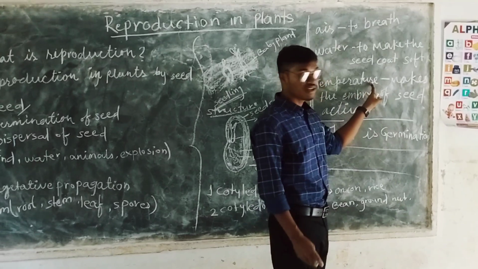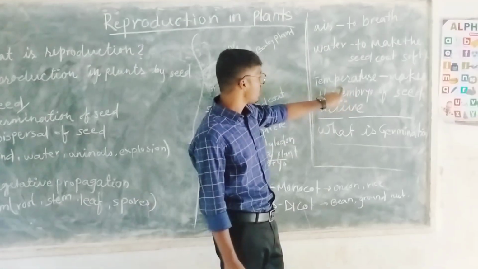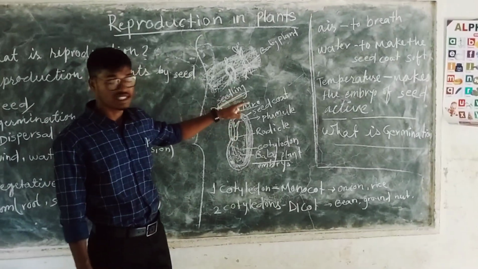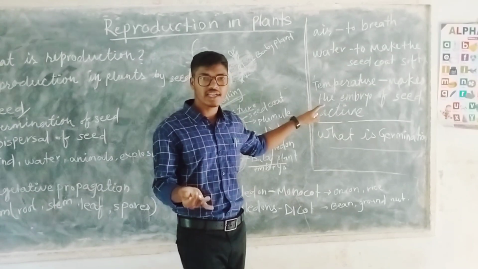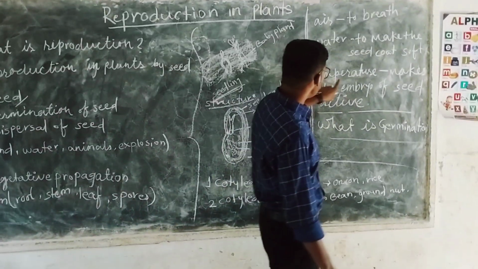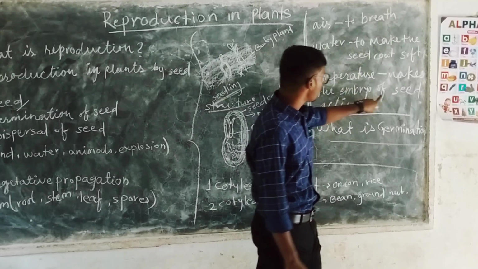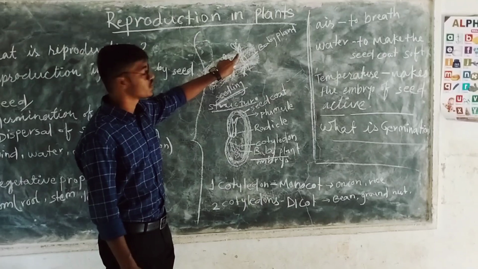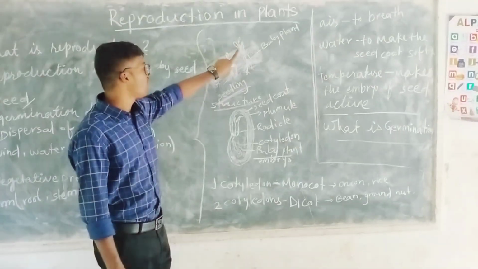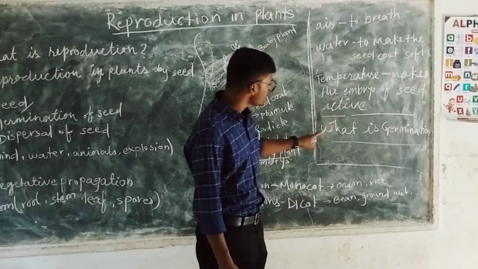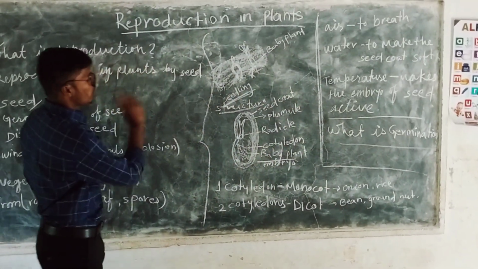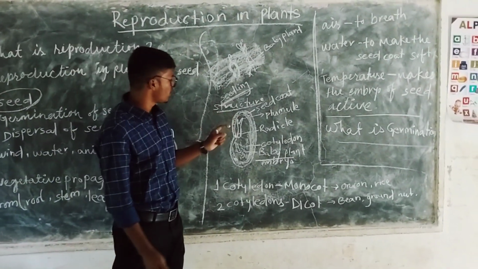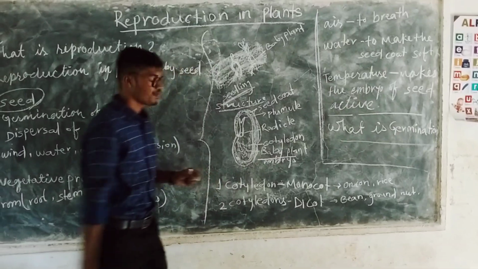And temperature, the atmosphere, is very important, and we have seen that they depend on the weather, such as Rabi crops and Kharif crops. We know about them. The temperature makes the embryo of the seed active, so that the small plant will grow and become a tree. We have discussed the seed. I will give you all the definitions of the seed.